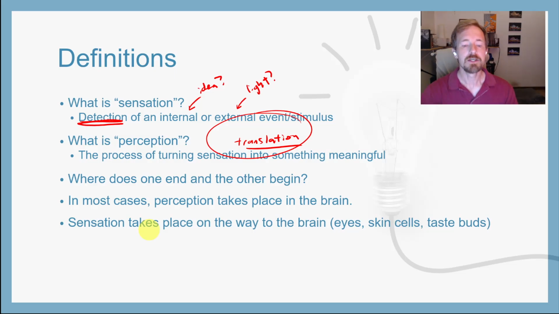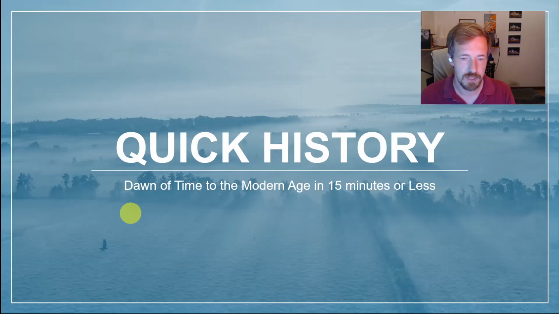All right, so sensation is kind of what takes place on the way to the brain. So that's your eyes, whatever you use to detect that stimulus, your skin, your nose when you're smelling things, your tongue when you're tasting things, your ear whenever you are hearing things, and more particularly your inner ear when you're hearing things. So all of those are going to be detection, and then our brain is what translates those signals.